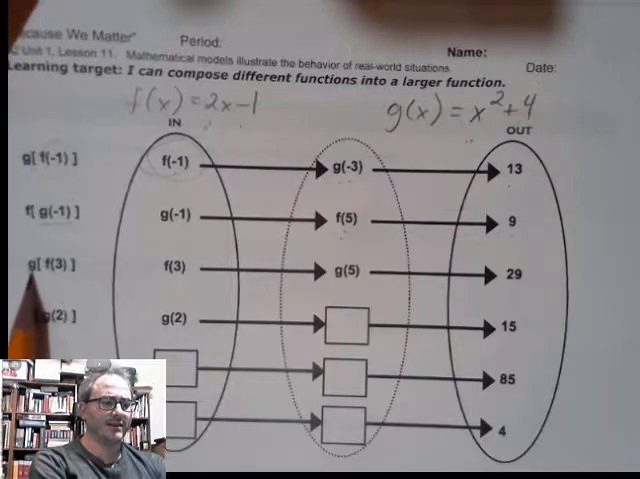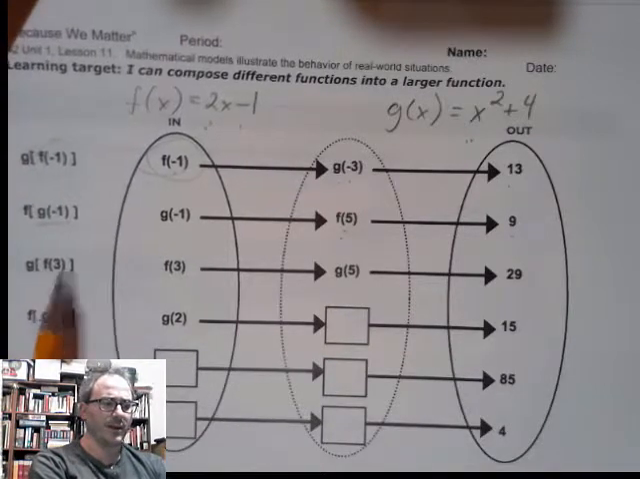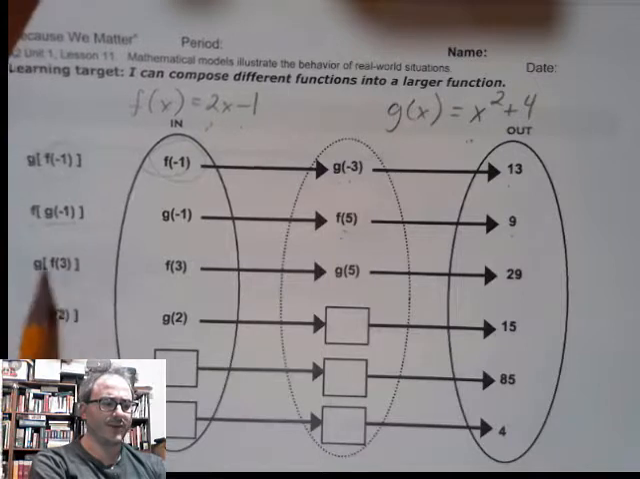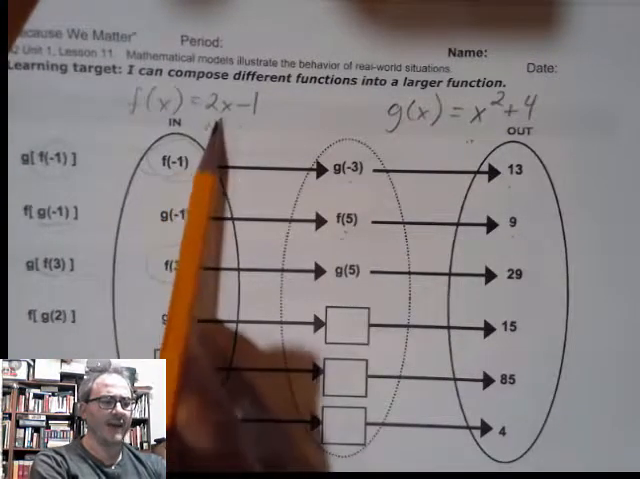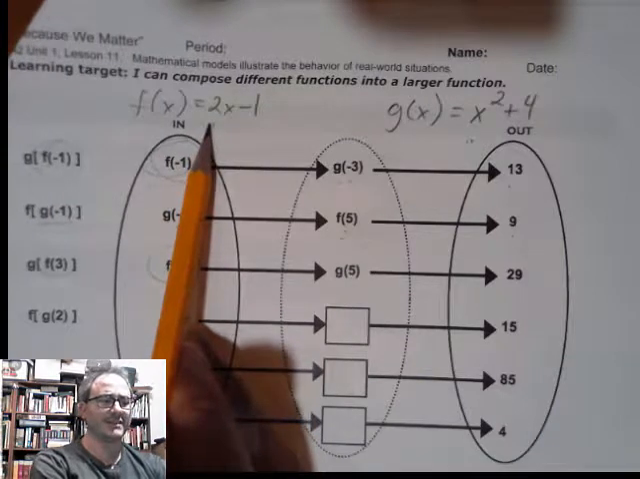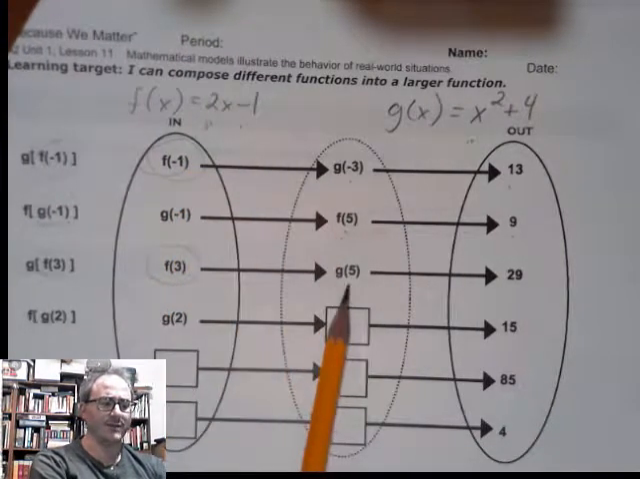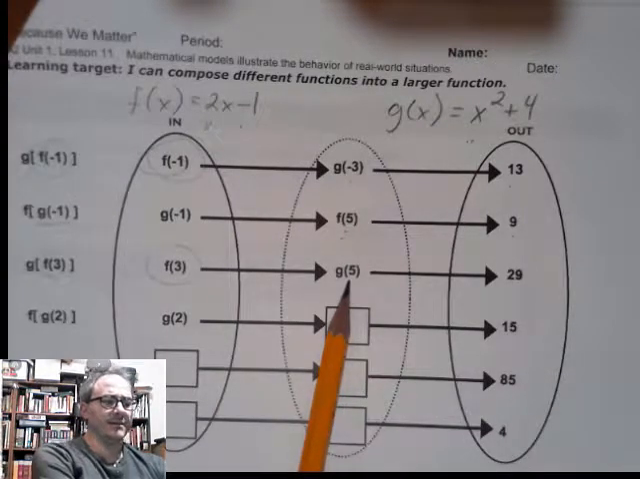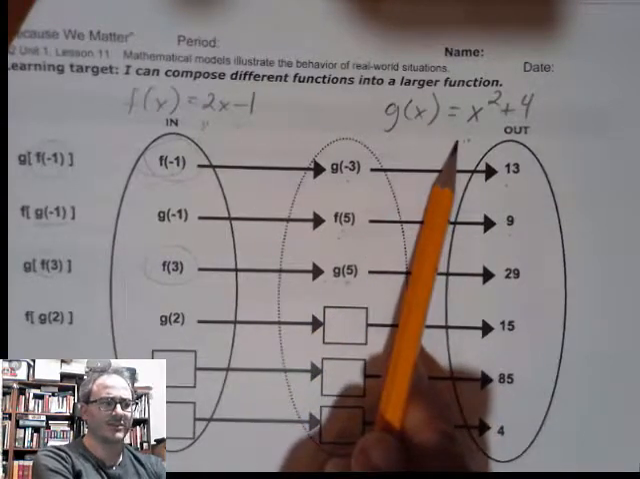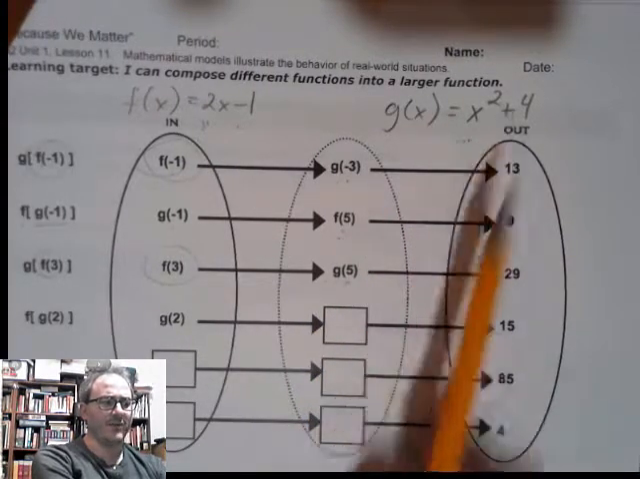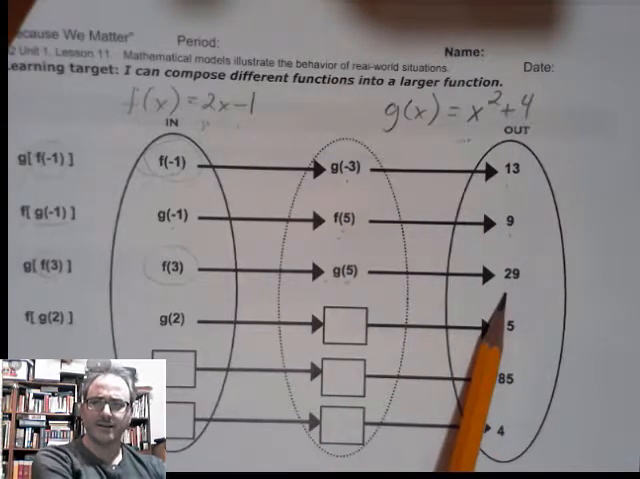Let's do the next one. The g of f of 3. So I have to do f of 3 first. Plugging 3 into the f of x. 3 times 2 is 6. 6 minus 1 is 5. That's what I've got right here, g of 5. All right, g of 5. I'm going to plug 5 into my g of x. 5 times 5 is 25. 25 plus 4 is 29.